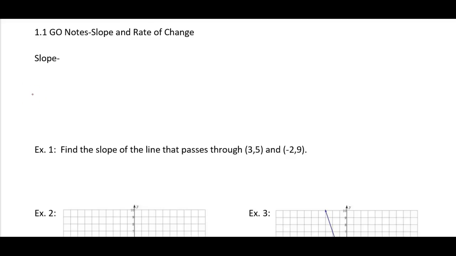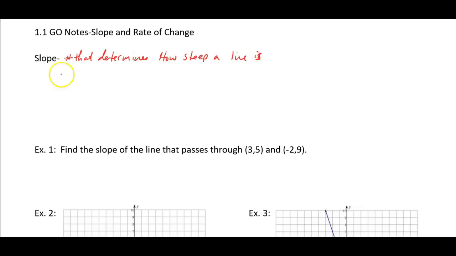So for homework tonight, you're basically going to be doing the 1-1 goes, and it's all about finding the slope of a line. And I want to talk briefly a little bit more about slope from the review. Slope, what is it? It basically is a number that determines, right, how steep a line is.